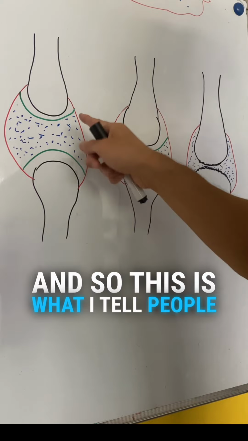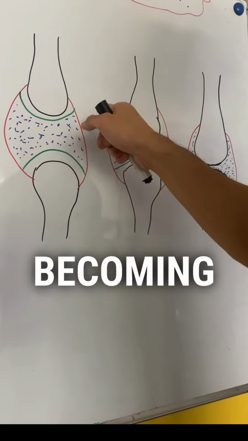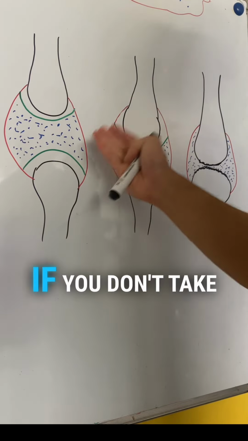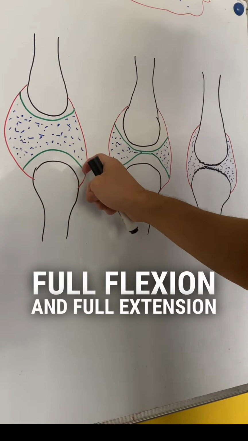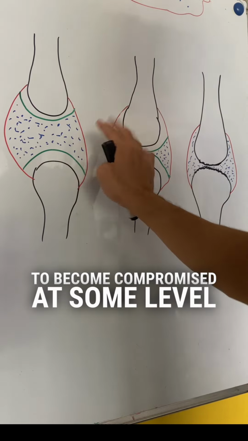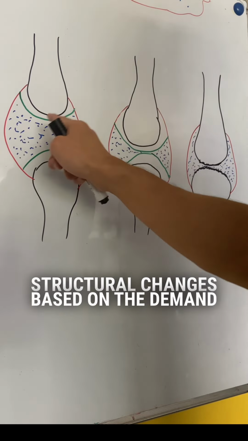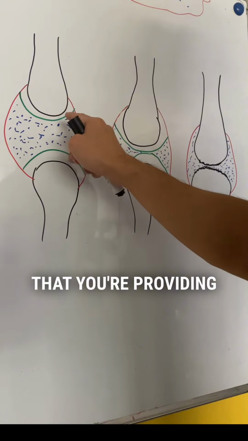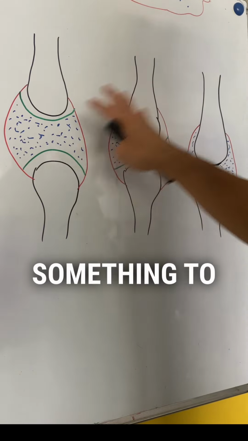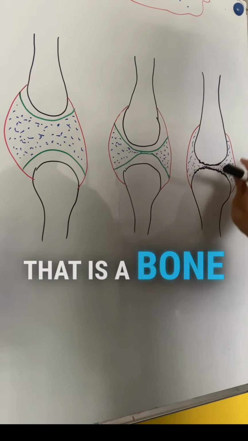And so this is what I tell people before they get to the point where they are becoming arthritic. And that is, for example, let's use a knee. If you don't take your knee into full flexion and full extension, then this is going to become compromised at some level. And so you are going to start getting structural changes based on the demand that you're providing, because why would it maintain it if you're not doing it? So this is just something to illustrate how you end up with a normal joint turning into something that is bone on bone.